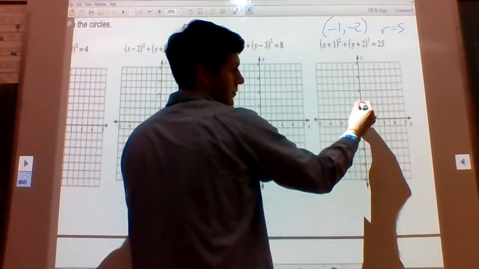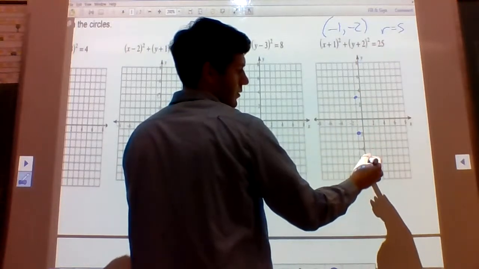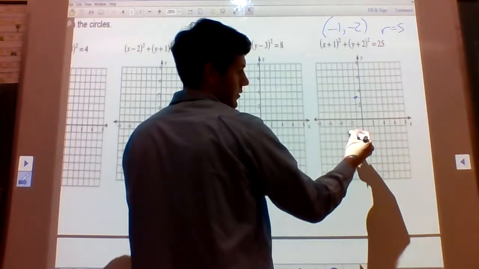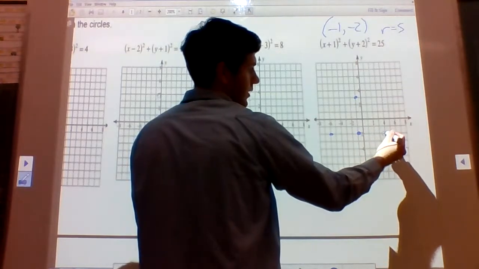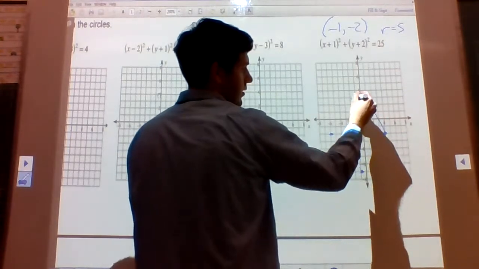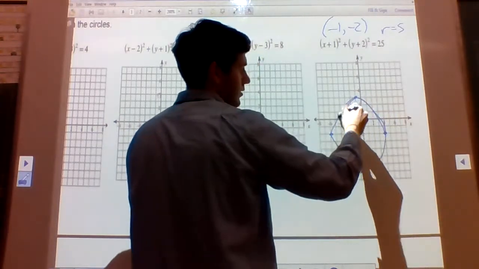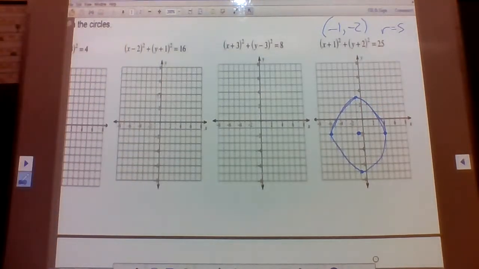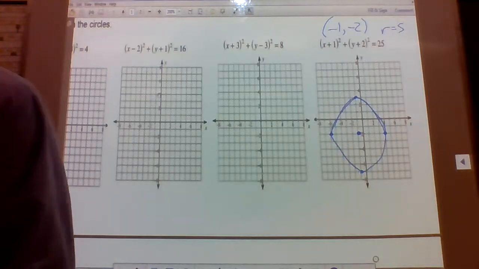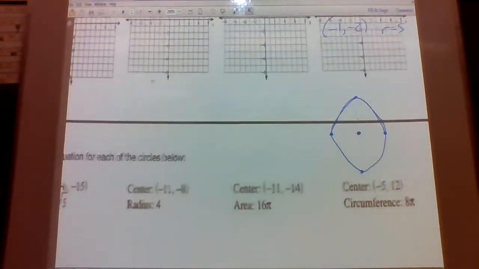Go up 5. 1, 2, 3, 4, 5. Down 5. 1, 2, 3, 4, 5. Left 5. 1, 2, 3, 4, 5. Right 5. 1, 2, 3, 4, 5. Not the best circle, but it's a circle. Okay. That's our circle. It's the best I can do. Probably not the best I can do, but the best I'm going to do.